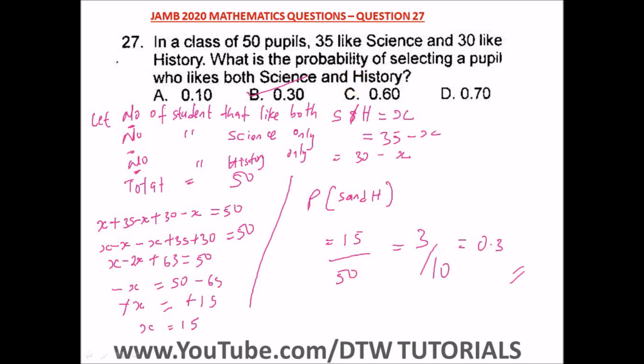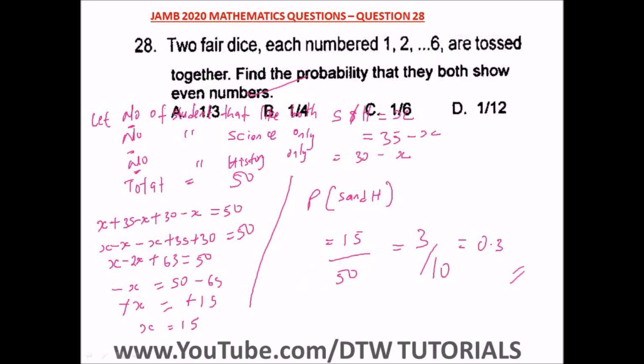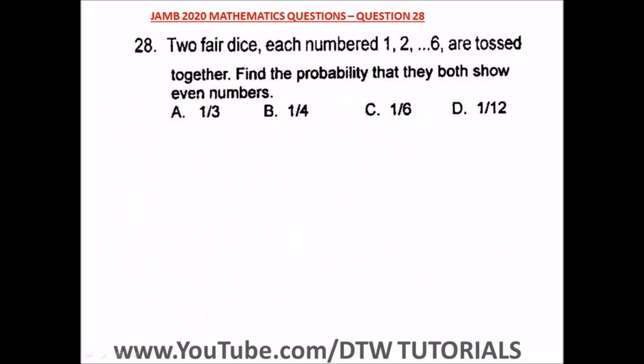So now we go to our question 28. So let me take this all off. So question number 28 of the JAMB 2020 past question. It says two fair dice each numbered 1 to 6 are tossed together. Find the probability that they both show an even number.